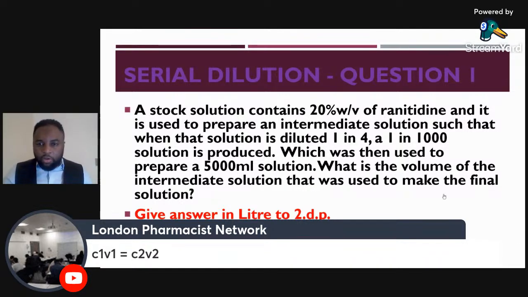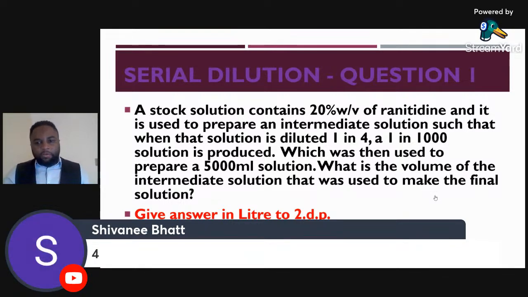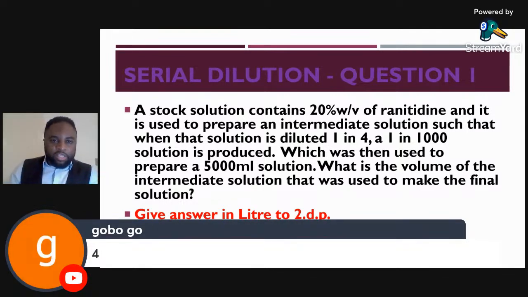Fantastic. 4 is the dilution factor. So when it says 1 in 4, 4 is the dilution factor. If it says 1 in 5, 5 is the dilution factor. 1 in 10, 10 is the dilution factor. 1 in 2, 2 is the dilution factor. 1 in 20, 20 is the dilution factor. So 4 is the dilution factor in this case.